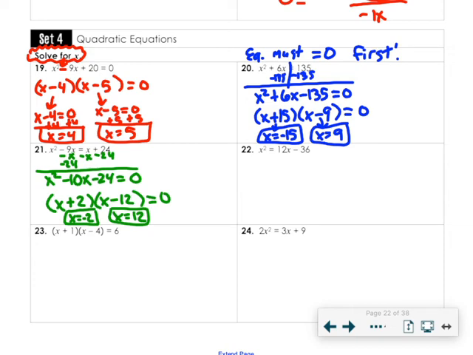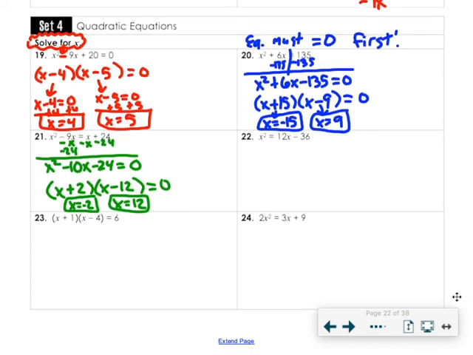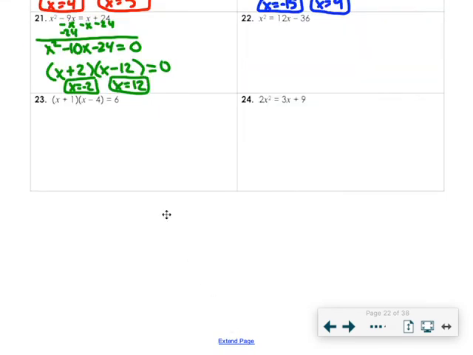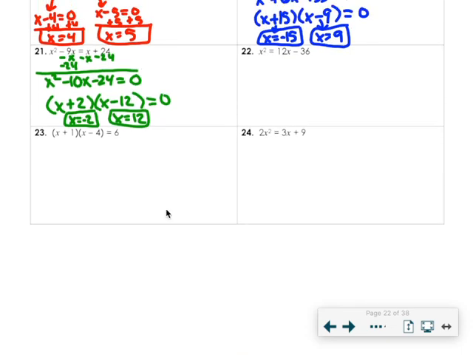Okay, number 22 is going to be very similar. I'm going to go ahead and skip that. Number 23 is going to be a good one to look at because it has something a little bit tougher about it. I have something that's not equal to 0 first. It's equal to 6, but I can't subtract that 6 over until I FOIL this out. So I need to FOIL first. You can go through those steps, but I'm going to do it quickly here.